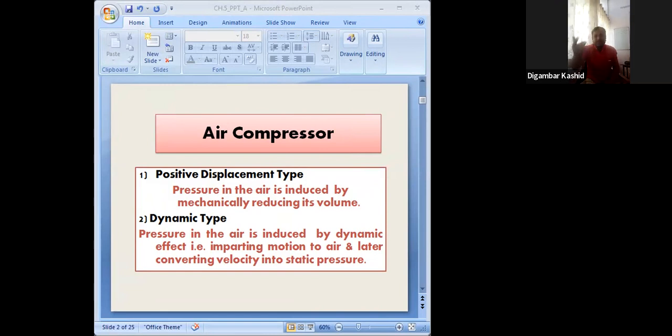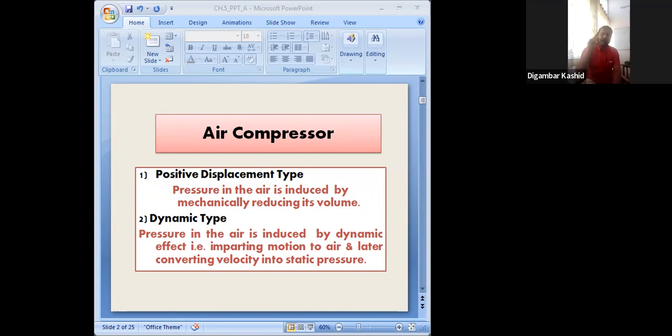Getting it? It is increasing the pressure. But how is the pressure of the air going to increase in the compressor? For that purpose, we know that as per the law of perfect gas, the compressor increases the pressure of the air. How? By reducing the volume. That is the basic fundamental of the air compressor.